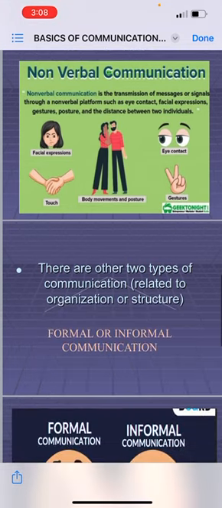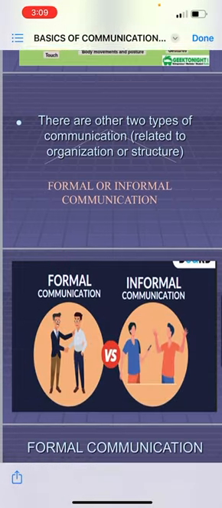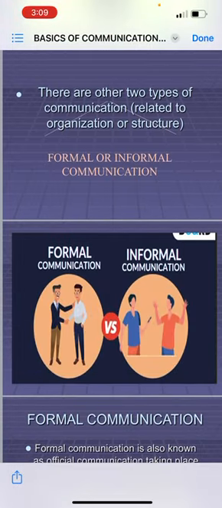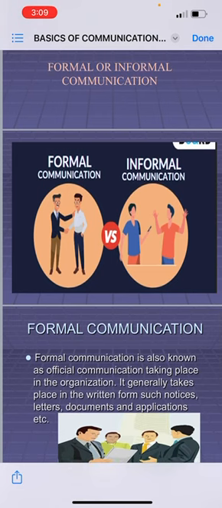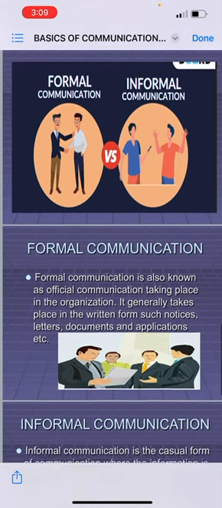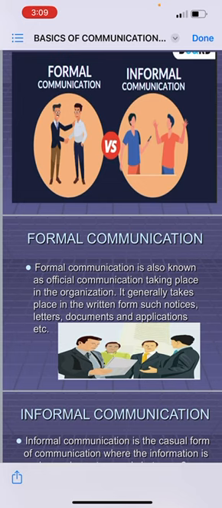Apart from it, there are two other types of communication related to organization or structure. The next are formal and informal communication, which is also a very important part. Formal communication is also known as official communication, which takes place in the organization, and it generally takes place in written form such as notices, letters, documents and applications, etc. As I already said, formal communication usually happens in offices, companies or educational organizations, and it also provides proof with the letter.